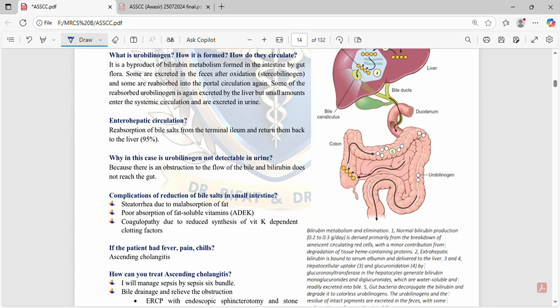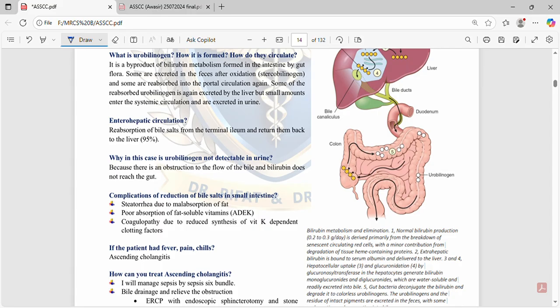Enterohepatic circulation is the reabsorption of bile salts in the terminal ileum and their return to the liver. And remember, the complications of reduced bile salts in the small intestine are steatorrhea due to malabsorption of fat, poor absorption of fat-soluble vitamins A, D, E, and K, and coagulopathy due to reduced synthesis of vitamin K dependent clotting factors.